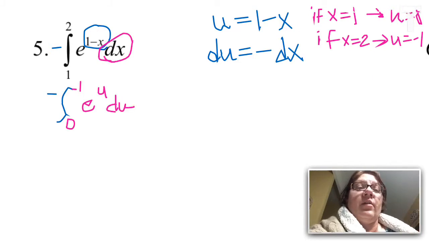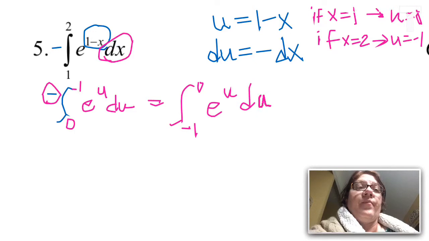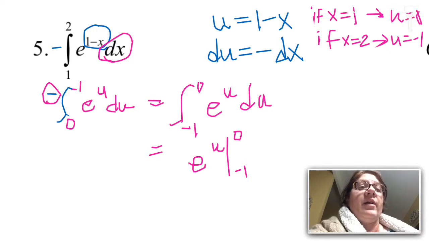And of course, I don't like the lower number on top, so in order to switch that, I'll just negate the whole thing. So it already had a negative, so now if I take the negative again, it'll become a positive, and then it allows me to flip my bounds. And so if I take the antiderivative of e to the u, it's just e to the u. And since I have values, I don't need to put the plus c because they'll just cancel out later anyways.